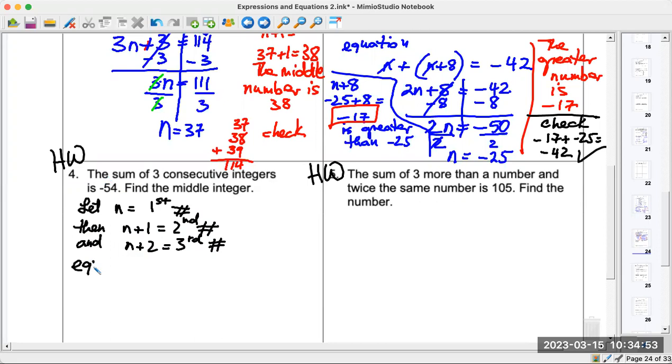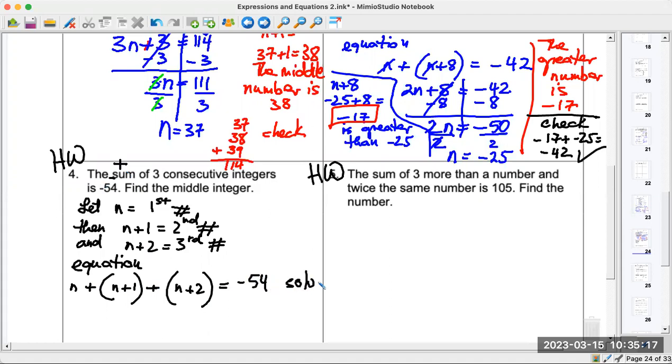So my equation, I'll just get you started on that, is n plus the second one. Sum means plus, right? n plus n plus 1 plus n plus 2 equals negative 54. Now your job is to solve. And on this one, I'm just letting you try yourself, okay? So consecutive is always easy because you're just adding 1 to the original and 2 and however many you have. And then the sum is -54.